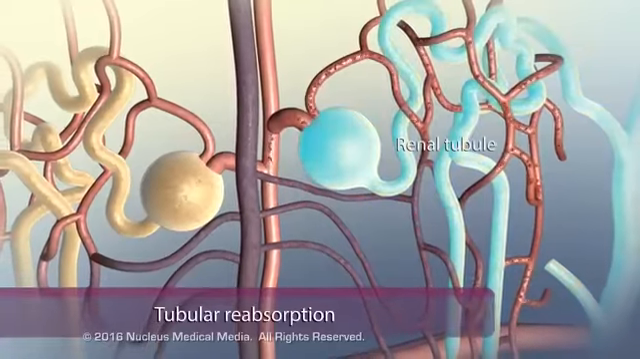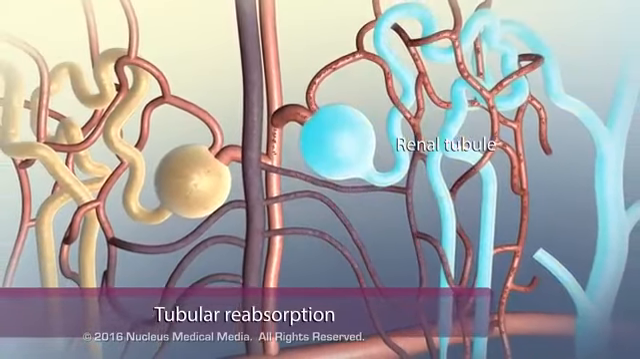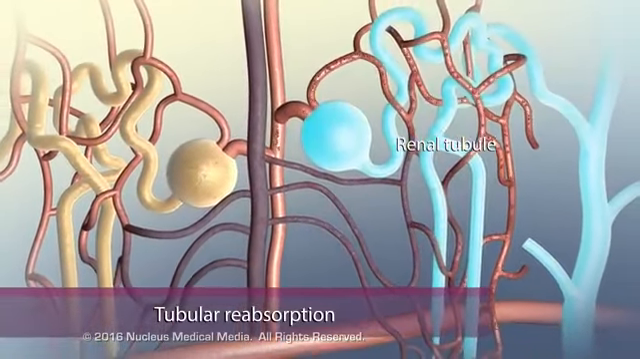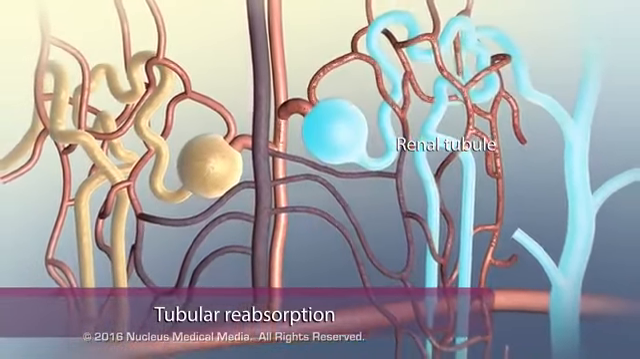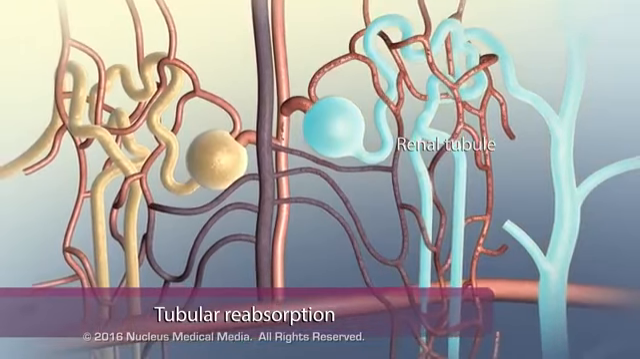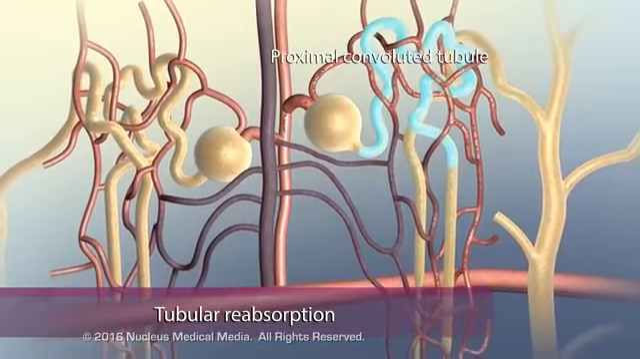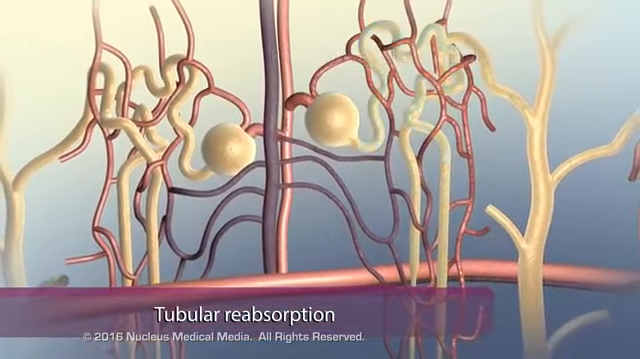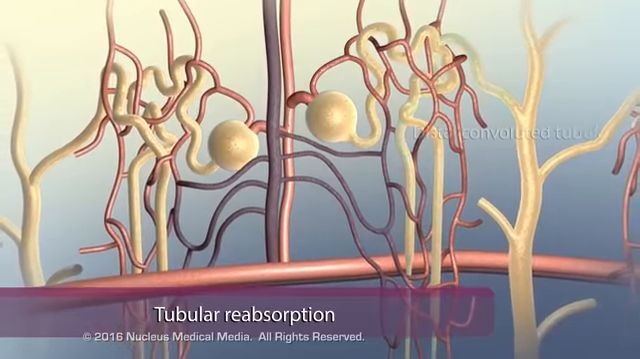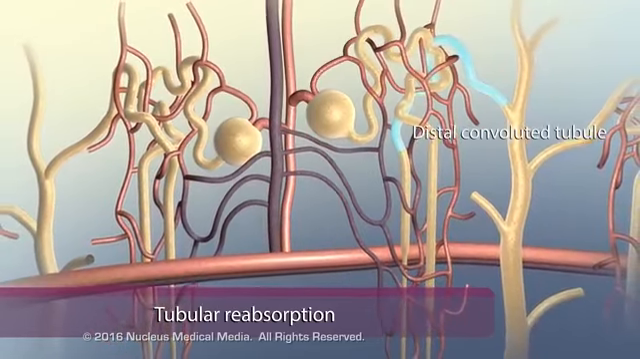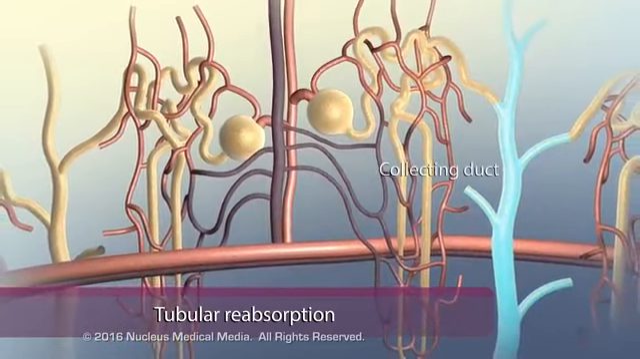During the second step of urine production, called tubular reabsorption, the fluid passes through the renal tubule, which consists of the proximal convoluted tubule, loop of Henle, distal convoluted tubule, and collecting duct.